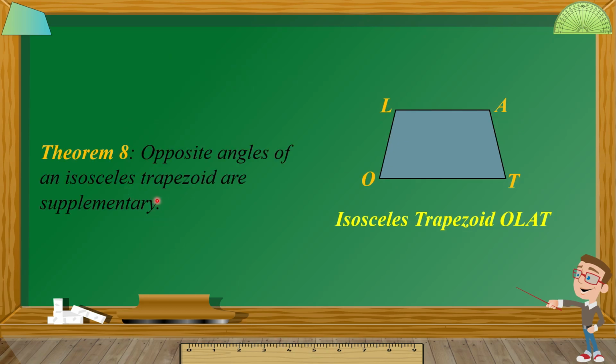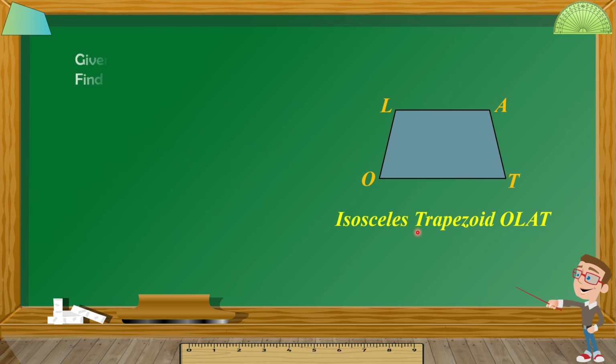Theorem number 8. Opposite angles of an isosceles trapezoid are supplementary. So, yung mga opposite angles daw ng isang isosceles trapezoid ay supplementary. Ibig sabihin, kapag pinag-add natin yung opposite angles na yon, they are equal to 180 degrees. So, bigay tayo ng example.